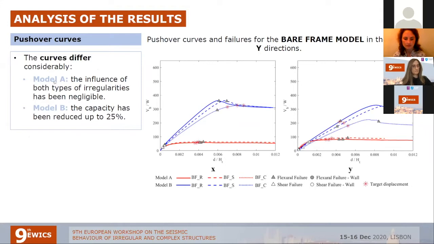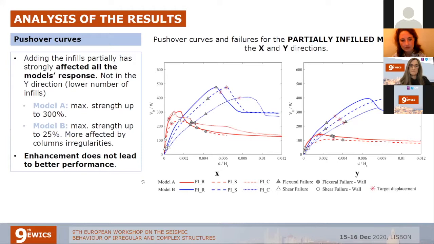For model A, which is the red line, we obtained that the influence of the irregularities could be considered negligible. But for model B, the capacity was reduced up to 20%. When we added the infills, firstly for the partially infill model, it can be seen that they affect the response of the model. In the case of model A, the red one, the strength was improved by up to 300%, and in model B, just 25%.